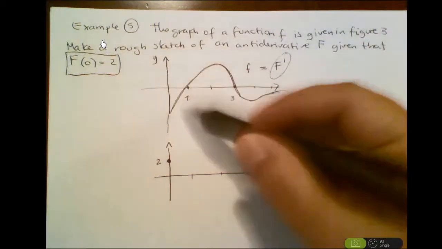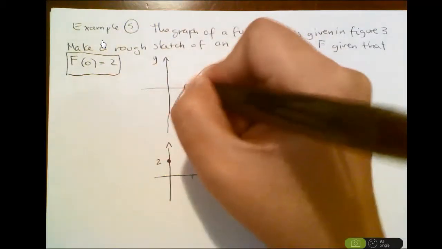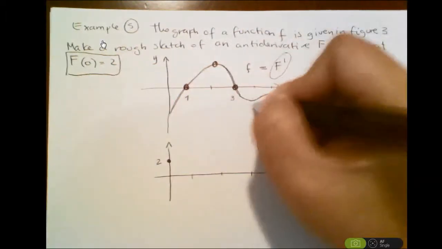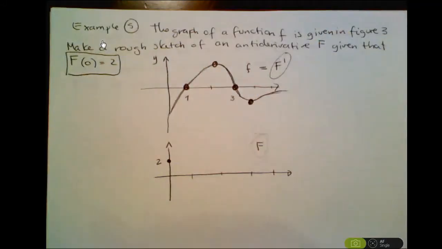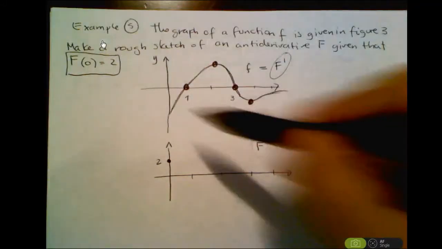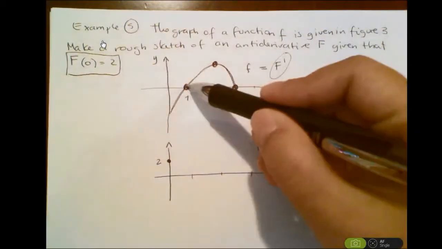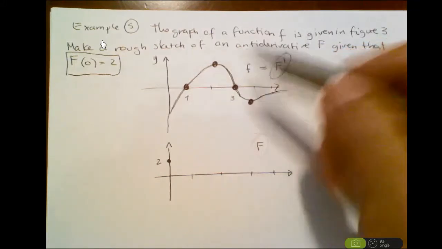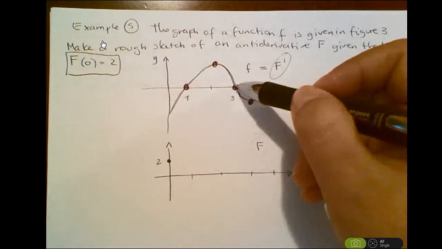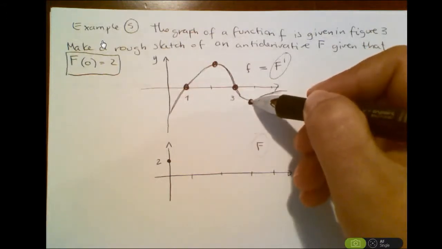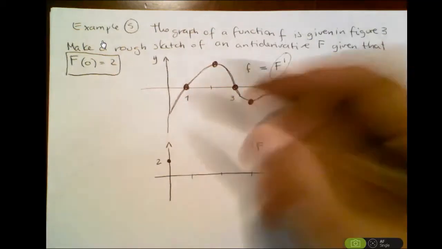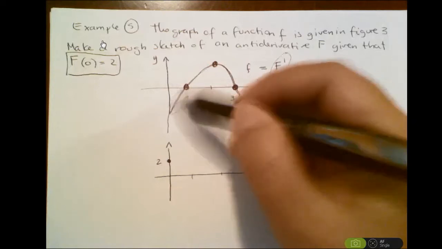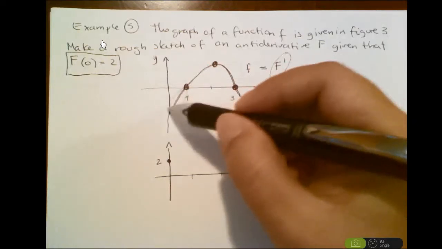So important points on this graph are this one, this one, this one, and this one. Those are important points because this is where the derivative of capital F is 0. This is where the derivative reaches a maximum value. This is where the derivative is 0 again. And this is where the derivative reaches a minimum value. And I just have to find out how it changes in between. For example, in here, the derivative is increasing, but it's negative.